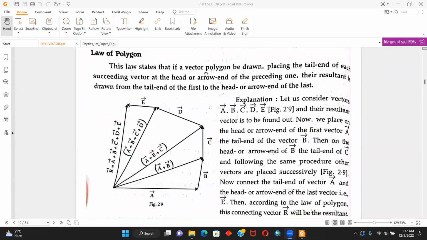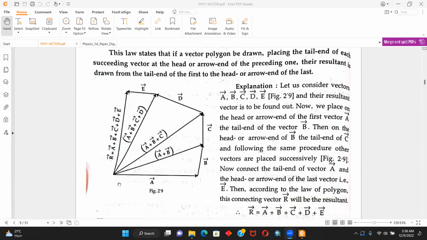This law states that if a vector polygon is drawn, placing the tail end of each side, tail end meaning the initial point, of each succeeding vector at the head or arrow end of the preceding one, their resultant is drawn from the tail end of the first to the head or arrow end of the last. You can just say initial point and terminal point, because you might get confused with the tail end.